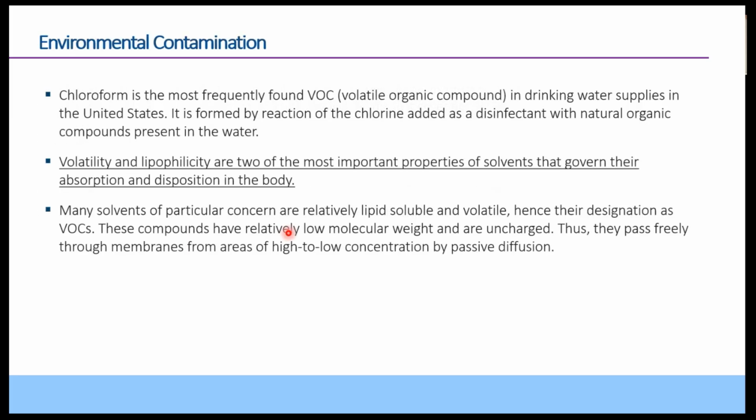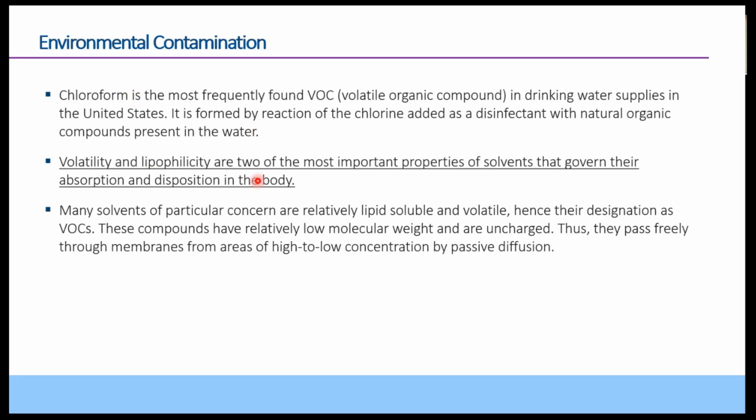Then coming on to environmental contamination. So chloroform is the most frequently found volatile organic compound in drinking water supplies in the US. Since the book is from the US, the examples are also from the US. It is formed by reaction of the chlorine added as a disinfectant with natural organic compounds present in the water. So you know that chlorine is added as a disinfectant, so it interacts with the organic compounds and forms chloroform.